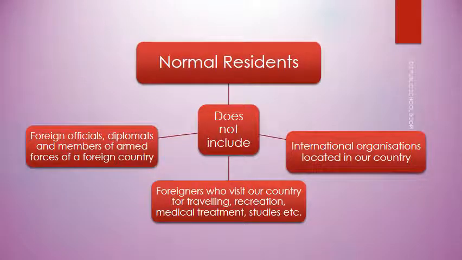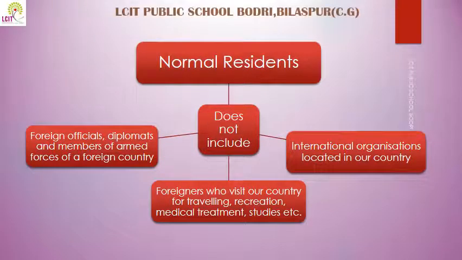Now let us see who are not the normal residents of a country. These are the foreign officials and diplomats who are of a different country, or any army people. They are not included in our normal residents. They are excluded. Their income will not be included in our national income.